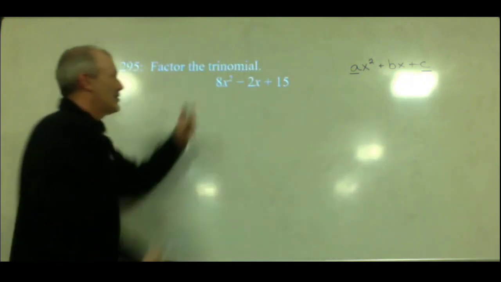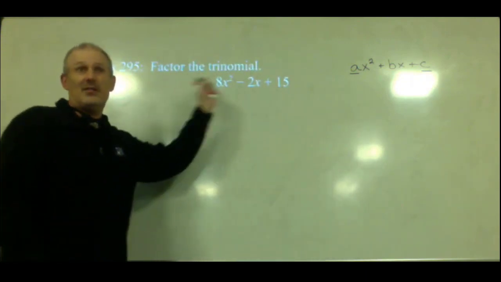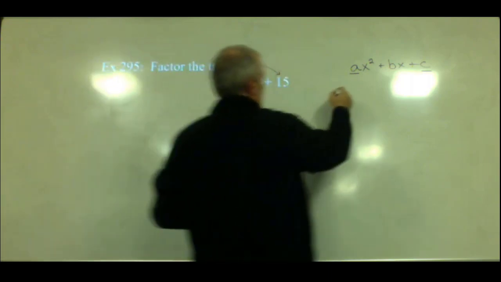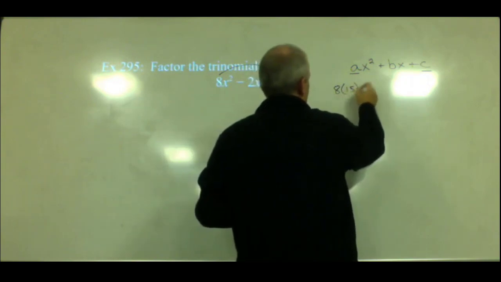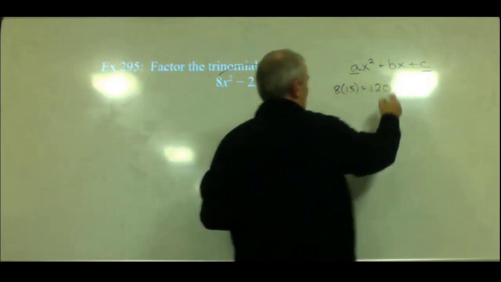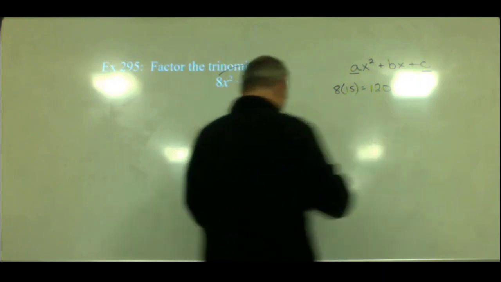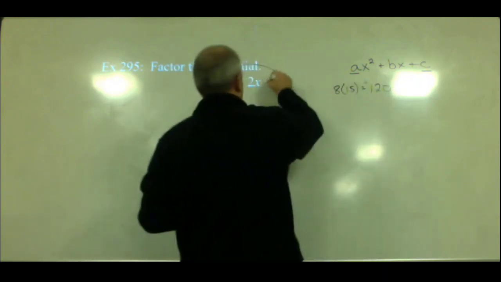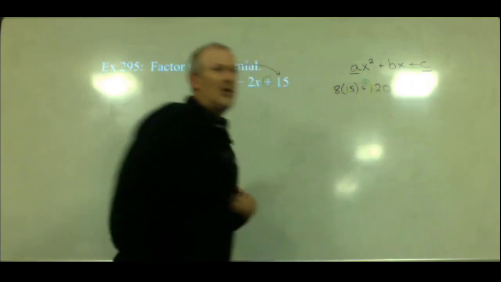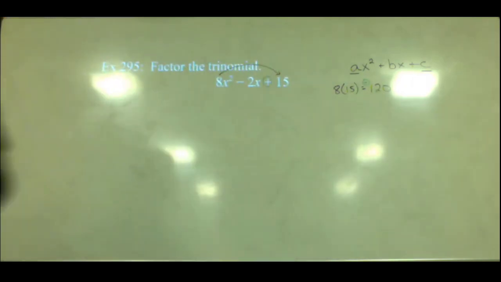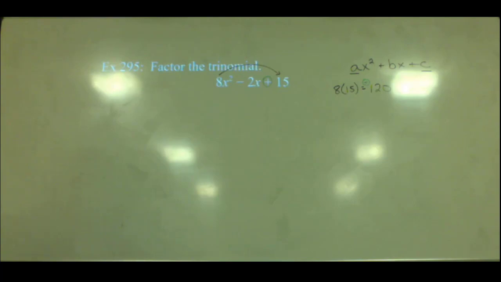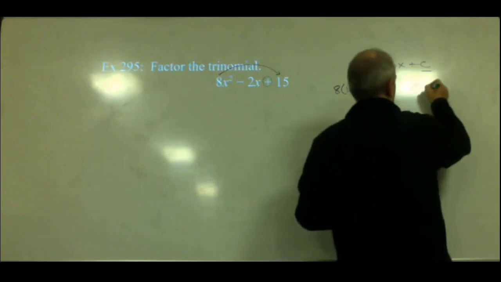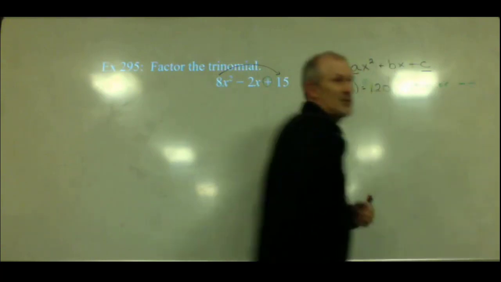Next one. There's an 8 here. Can I factor anything out? No. So we're just going to multiply 8 times 15. That ends up being, I think, 120. Yep. Now, that is positive, right? And since it's positive, what do we know about the signs of the numbers we're looking for? They have to multiply together to be a positive, so they're both positive or both negative. Those are the 2 options.